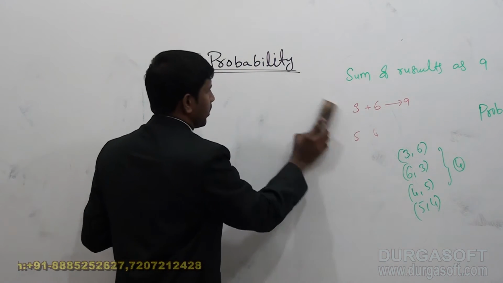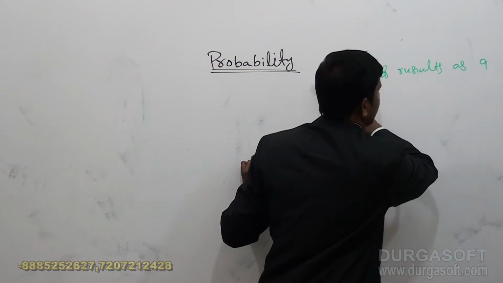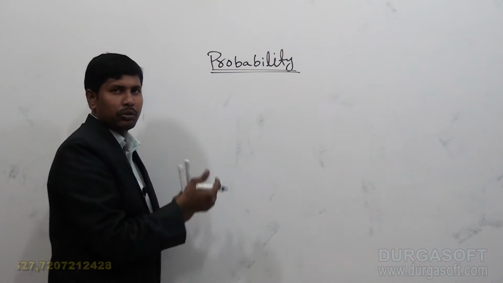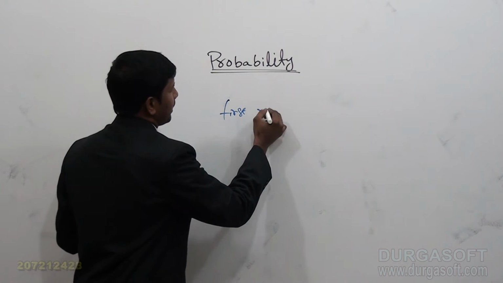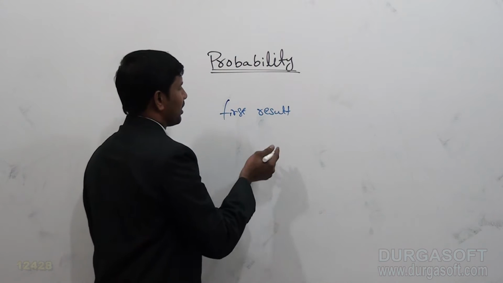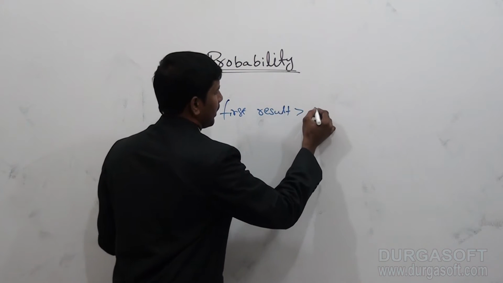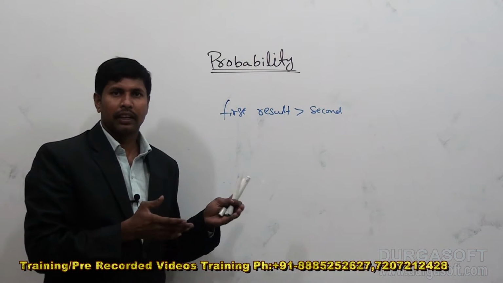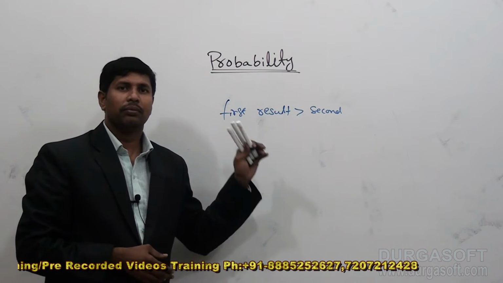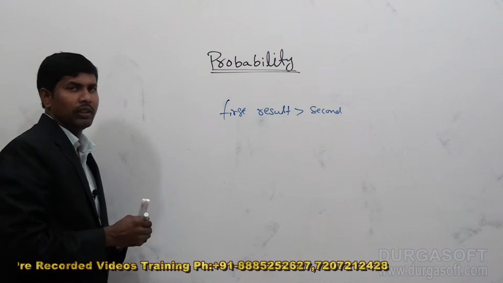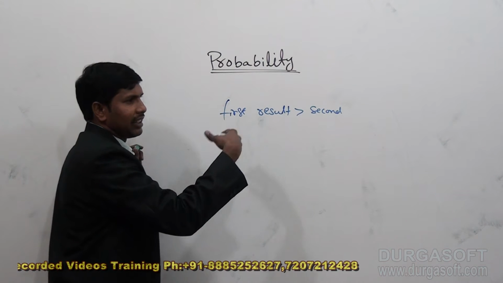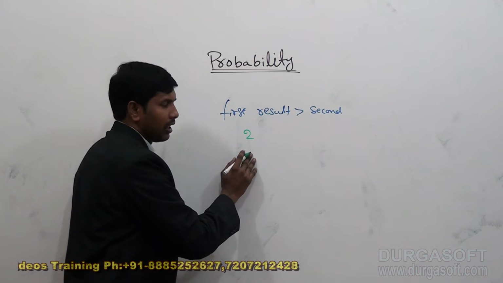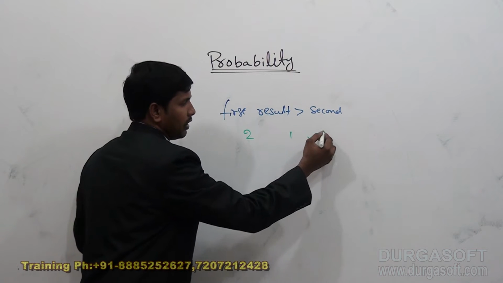Next, okay, suppose the condition was, whenever we throw 2 dice, the first result should be greater than the second. So we want a particular case where the result on the first die should be greater than the second. So how is it possible? Suppose I take 1 on this, it is not greater than any of the chances from 1 to 6, so I cannot consider 1 here. If I consider 2 here, it will be 1, so it is satisfying.